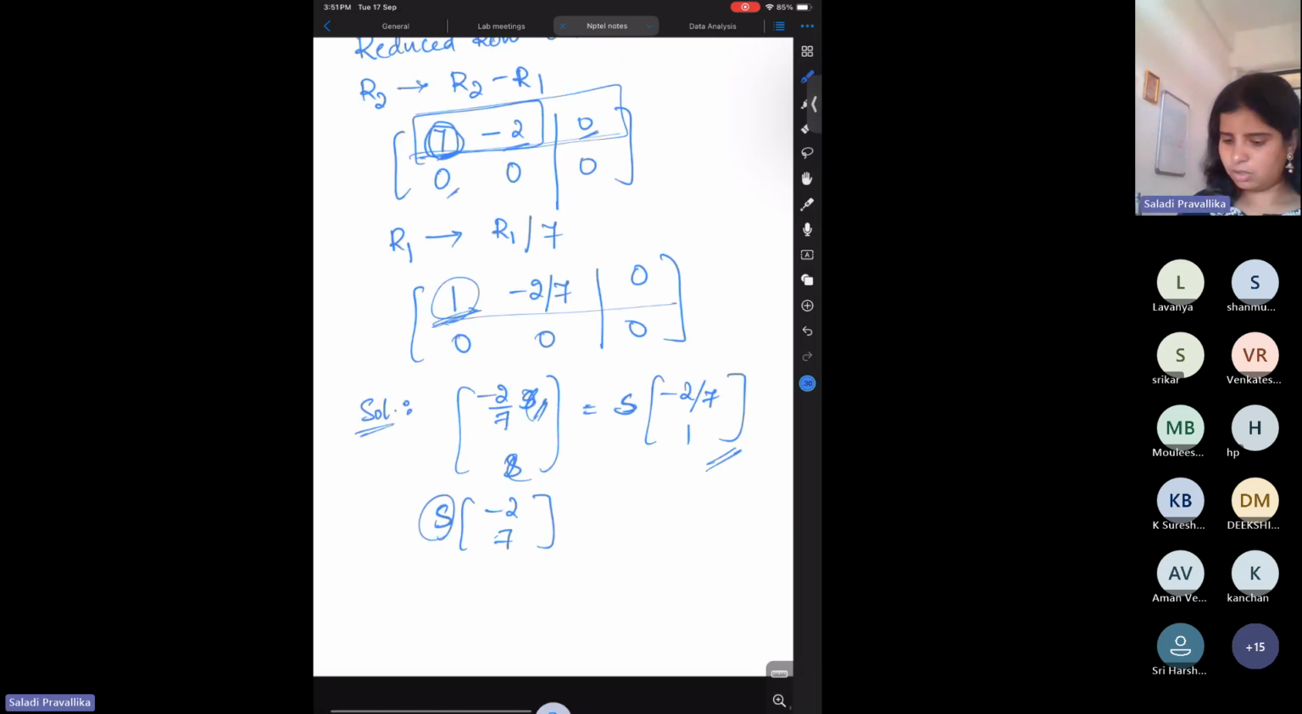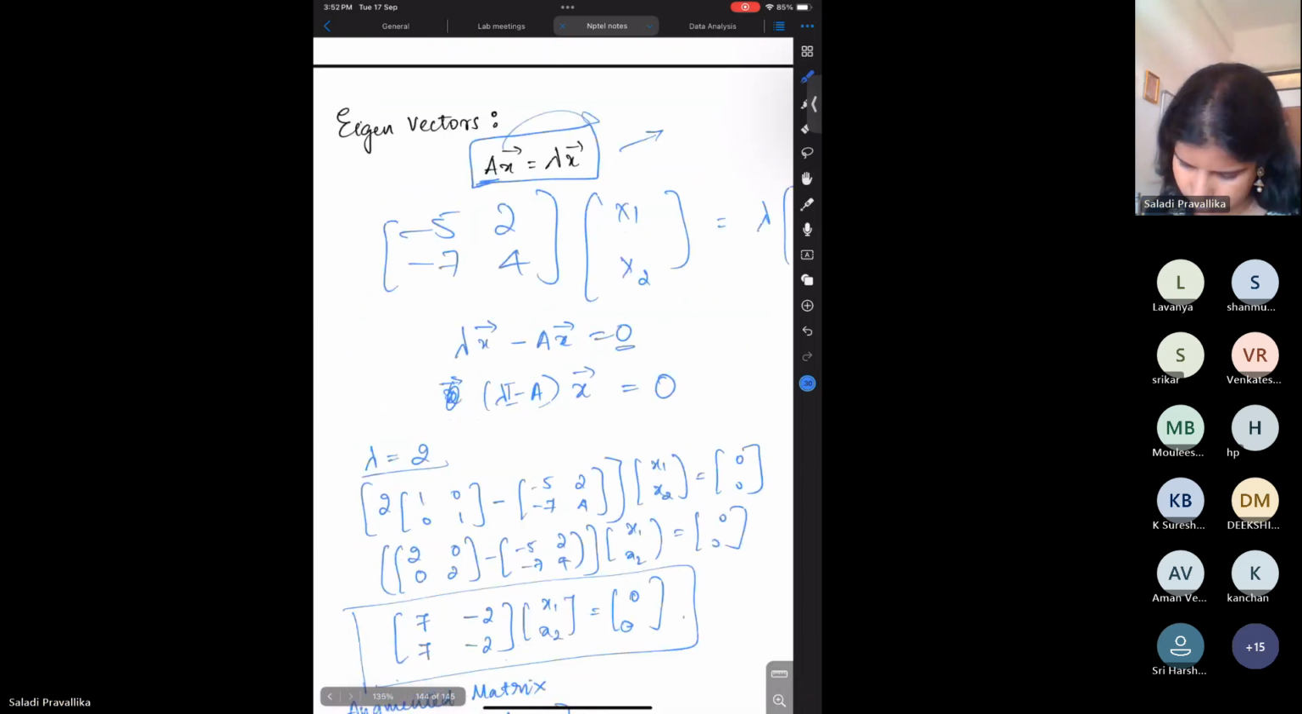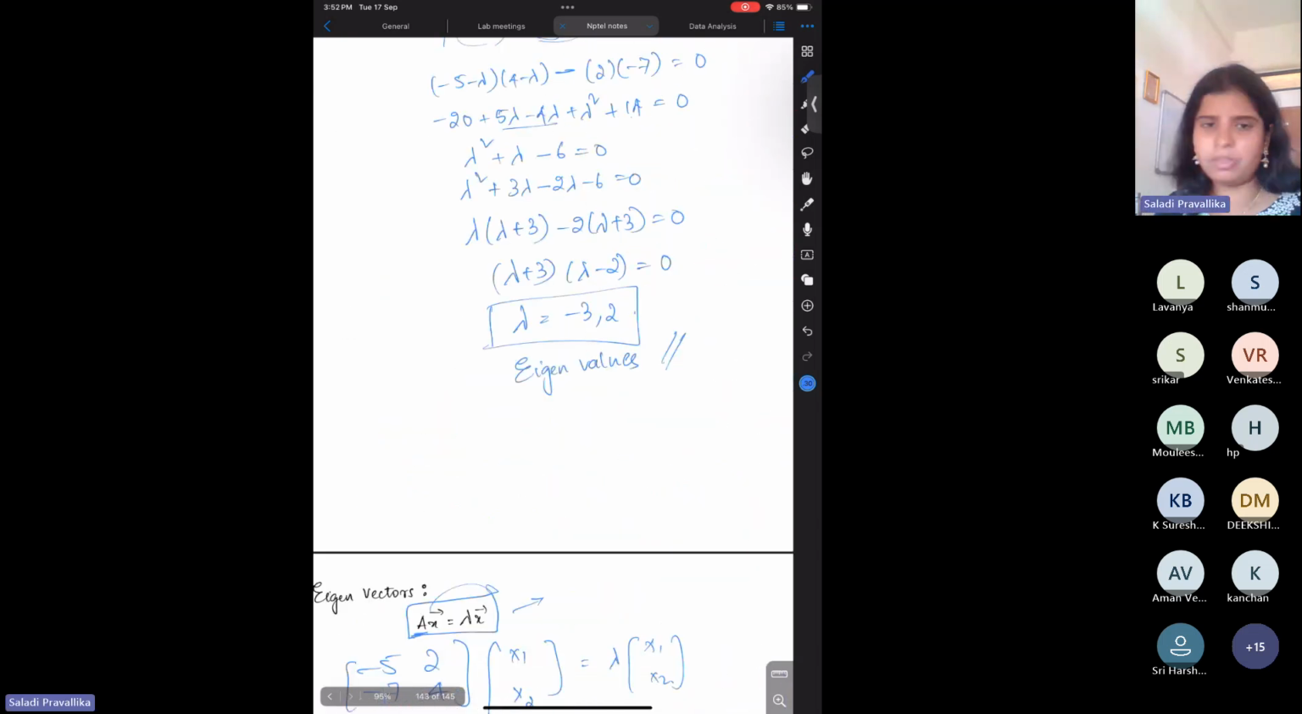So you can do it for lambda equal to minus 3, I think the other one, right? Yeah. So you can do it for lambda equal to minus 3. I'll give you 5 minutes, and then you can tell me what answers you have got, like what eigenvectors you have got for that. I'll give you some time.